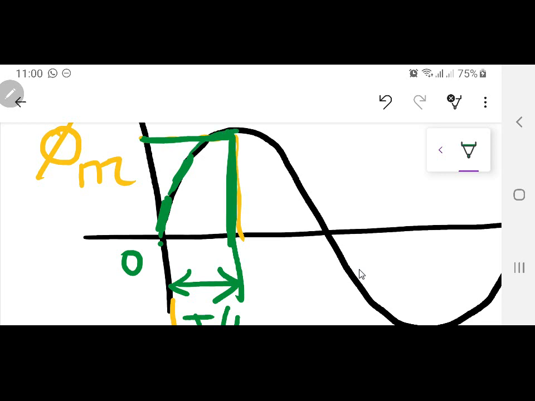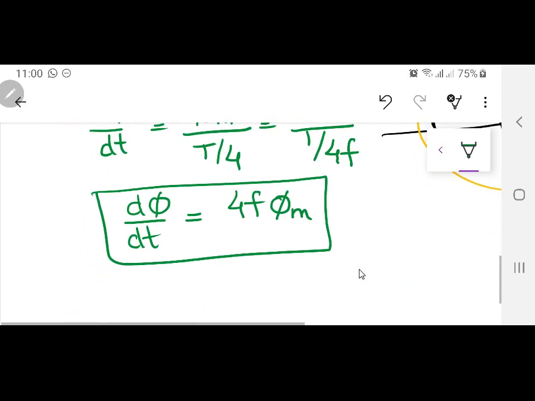So what we are doing over here, this d phi by dt which we have calculated just now is not the actual rate of change of flux. This is actually the average rate of change of flux over there. Because we took the initial value, we took the final value, and we divided it by the total time. So this is the average rate of change of flux.